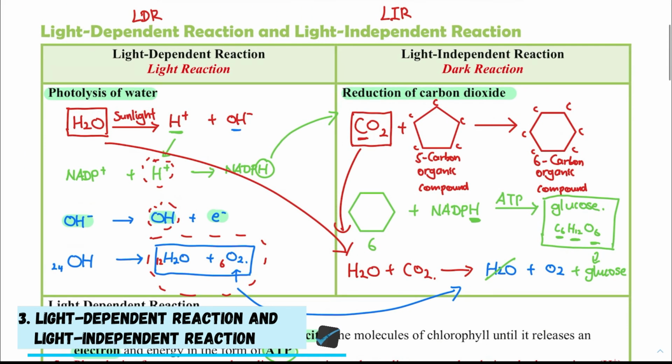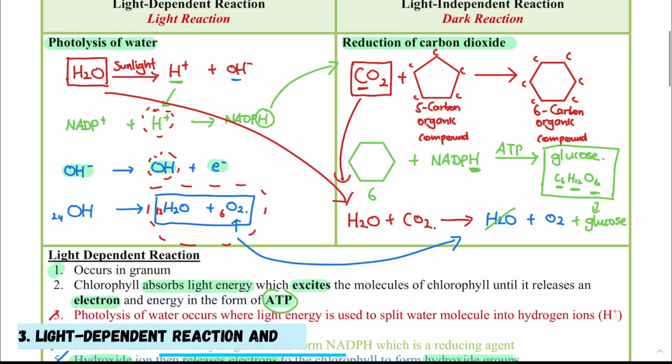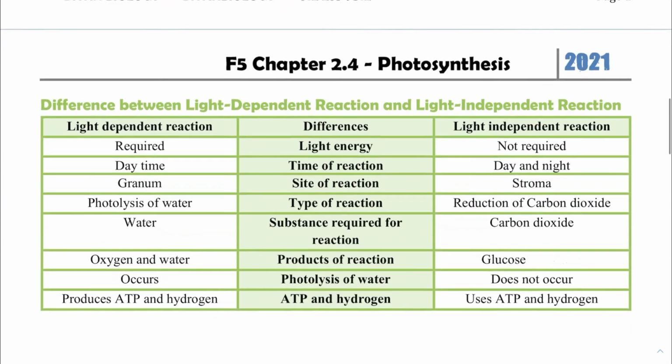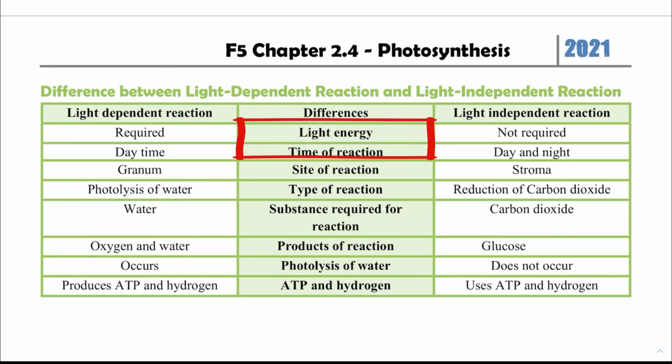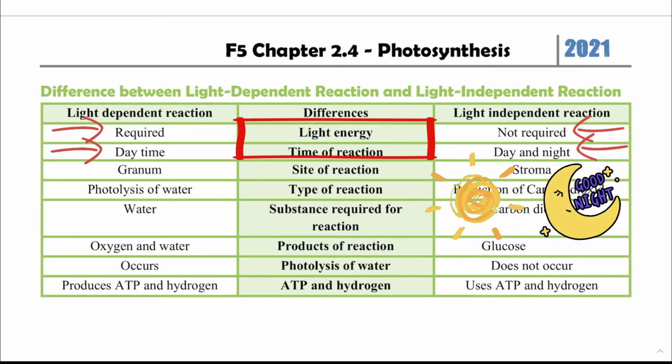Alright, so done. That's it for LDR and LIR. Now, once we get that done, finally, we can compare these two reactions, which is very simple because you can use the name to help you compare. So light dependent means what? Light dependent means I need light. Light independent means I don't need. So with these two, you can answer the first two differences already. Of course, LDR requires light, LIR does not. And since LDR requires light, it occurs during the day. And since LIR does not need sunlight, it can occur both during the day and night. Yes, day and night also can, because I don't need sunlight doesn't mean when there is sunlight, I cannot occur.